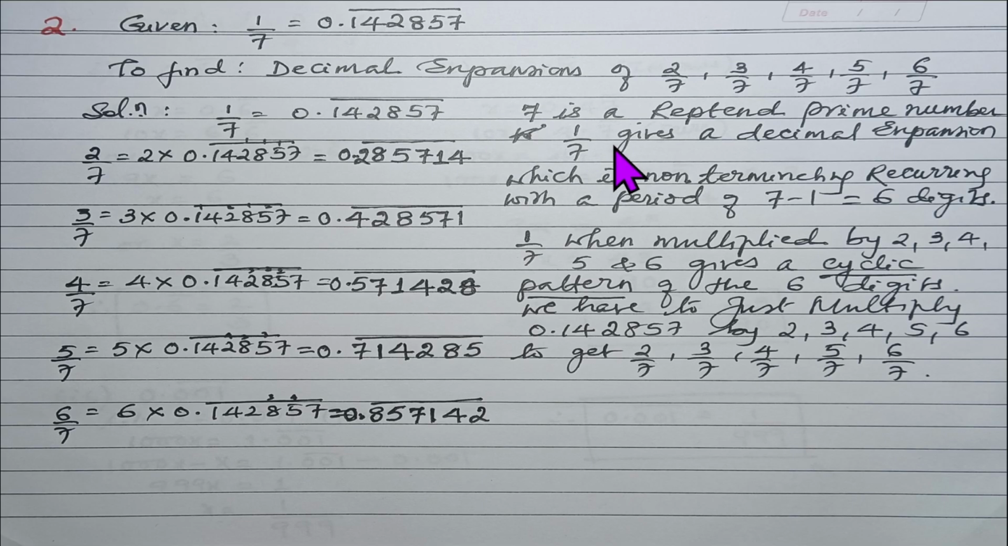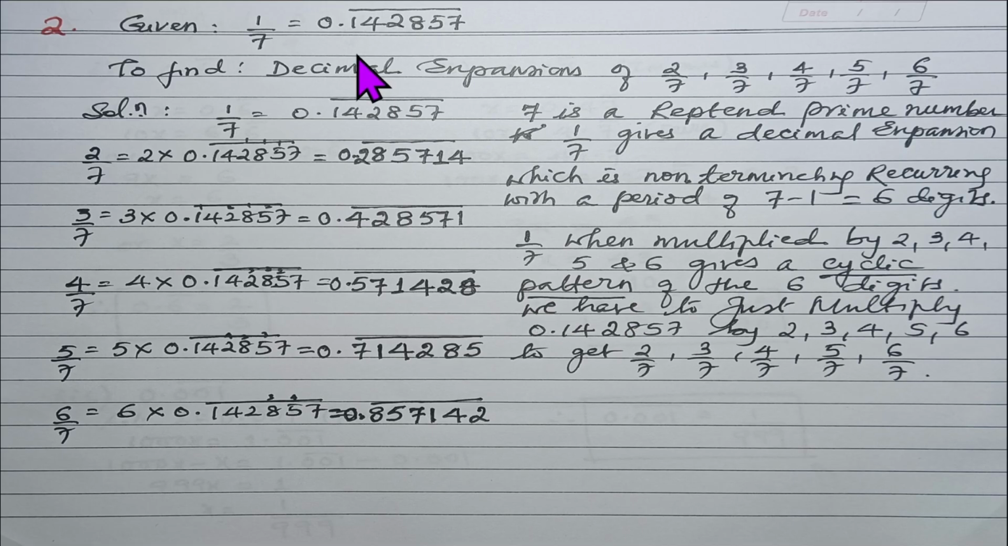Now please understand here, 7 is a prime number, but it is a special prime number, that is 7 is a full reptend prime number. That means 1 by 7 gives a decimal expansion which is non-terminating recurring with a period of 7 minus 1, that is 6 digits. Not only that, 1 by 7 when multiplied by 2, 3, 4, 5 and 6 gives a cyclic pattern of the 6 digits.